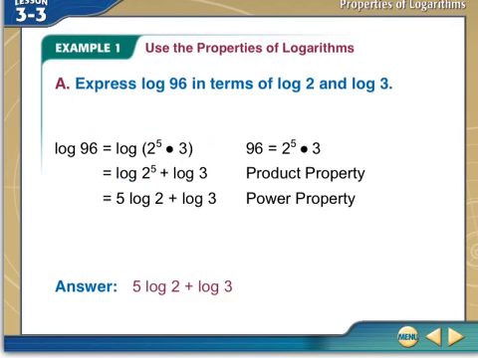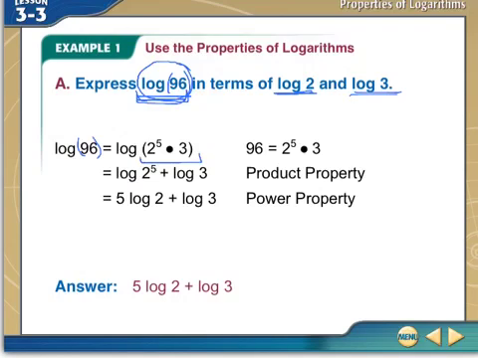In example 1, we're going to use the properties of logarithms to express log of 96 in terms of log of 2 and log of 3. Now, what they're basically saying is that we can expand this logarithm, still in base 10, but we're going to use log 2 and log 3 to rewrite or expand this expression. Now, what they're doing here is they're saying log of 96, right, 96, is equal to log of 2 to the 5th times 3.